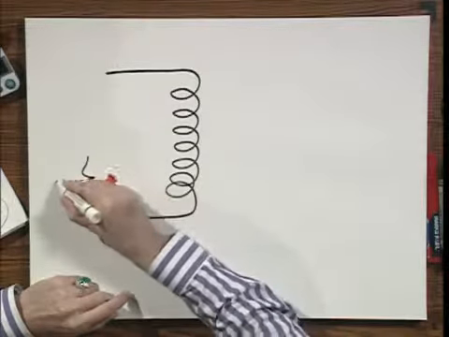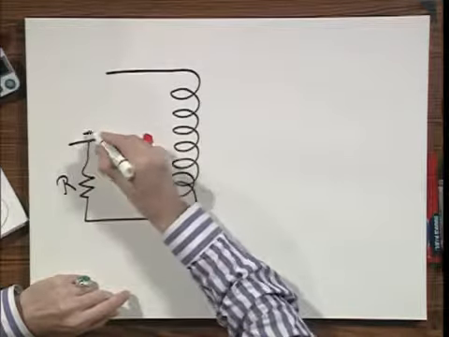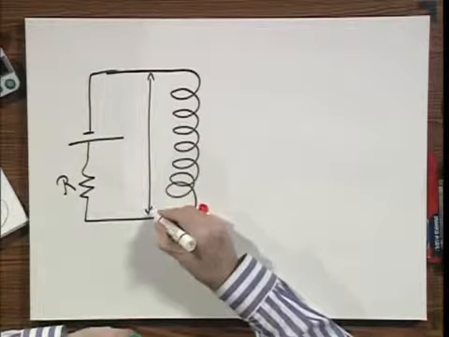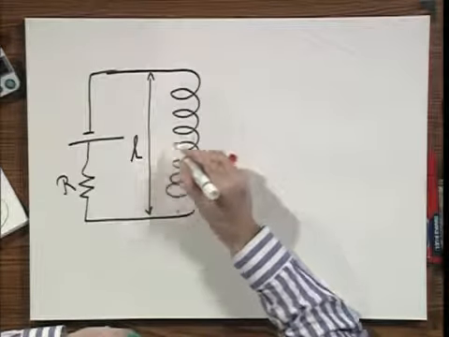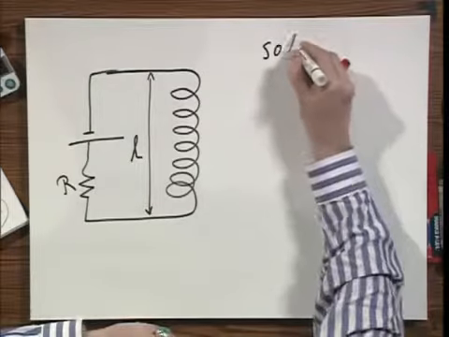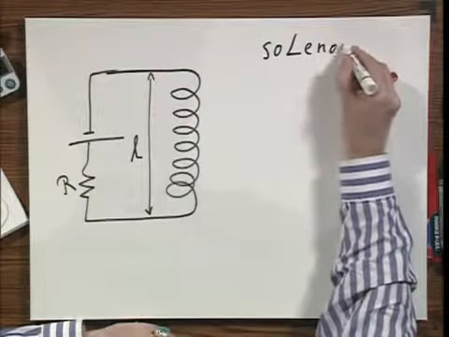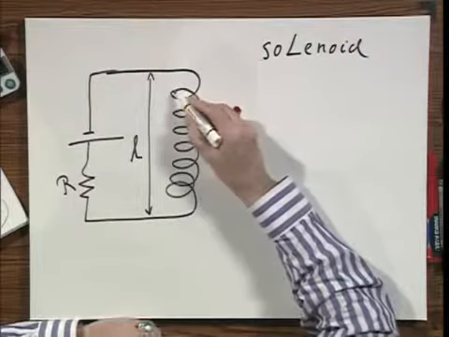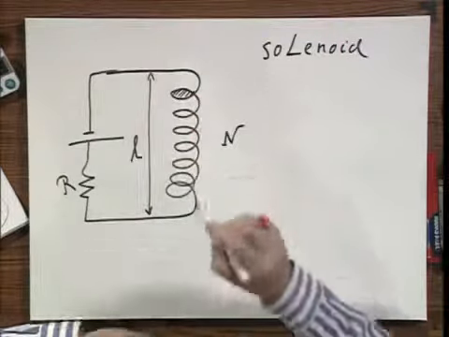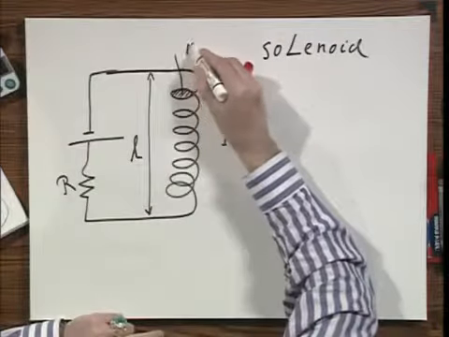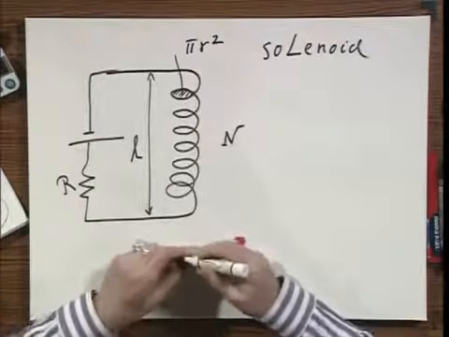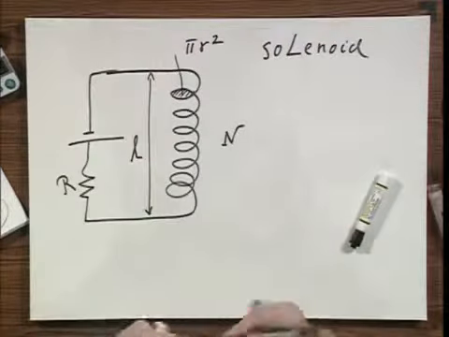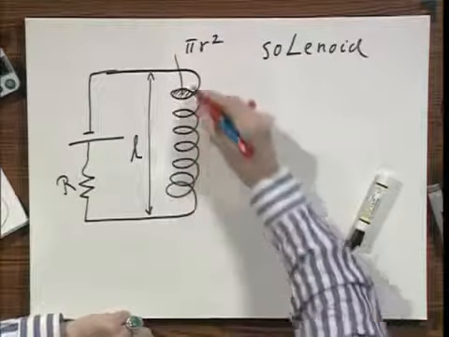Suppose we have some resistor here, and we had some battery here, and this solenoid had a length L. So this is a solenoid. It has N windings, and let us assume that these are close to circular windings, which have surface area pi r squared. The first question that I want to answer is, what is the magnetic field inside the solenoid?